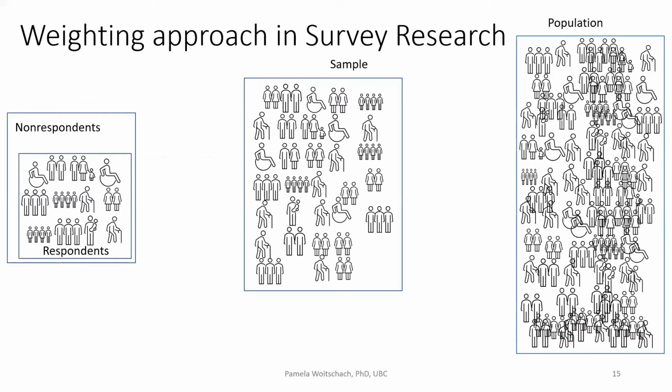Now let's move from imputation to weighting. In this case, the weighting approach is the opposite of the survey sampling process that we saw in early slides in webinar part 1. In this case, we will move from our final data set that contains respondents and non-respondents to represent our sample or to represent our population of interest.